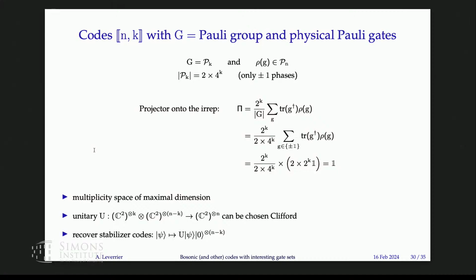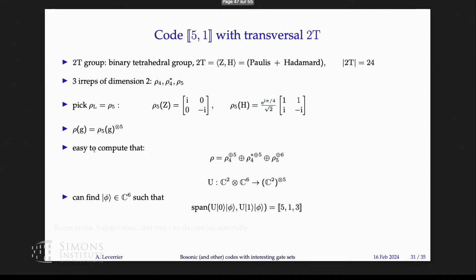So this just gives you stabilizer codes. But more interesting, this kind of approach works well for small codes. For large codes, it's not so clear how to do the computations, but for small codes, it works very well. So one example that you can try to do is to look at a code of 5 physical qubits where you encode 1 logical qubit. And maybe the group of transversal operations that you want is the group 2T, the binary tetrahedral group that I mentioned before. So it's basically Paulis plus Hadamard.